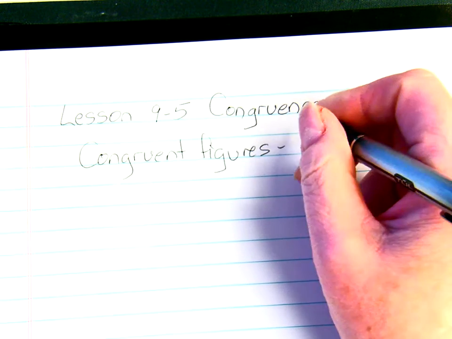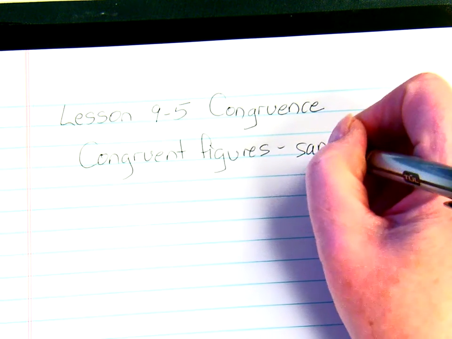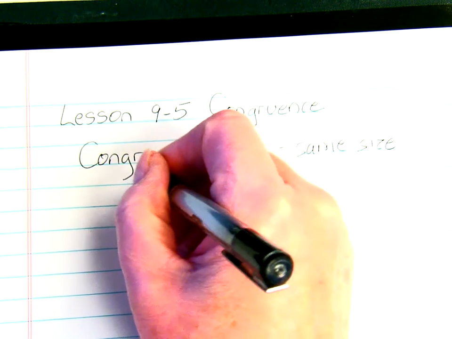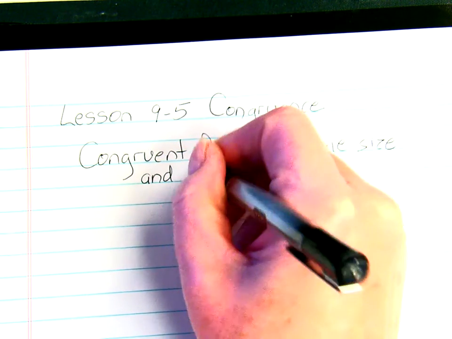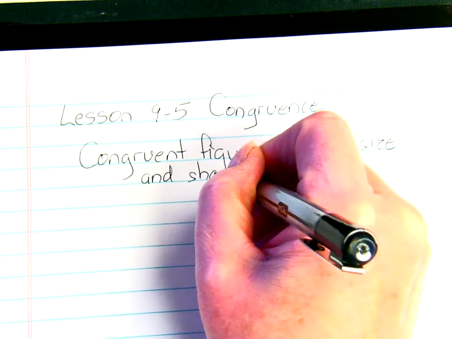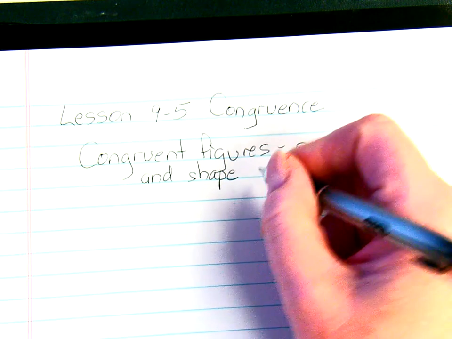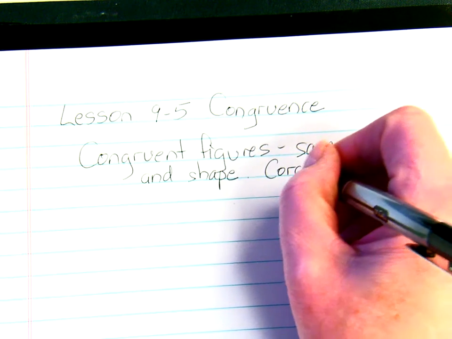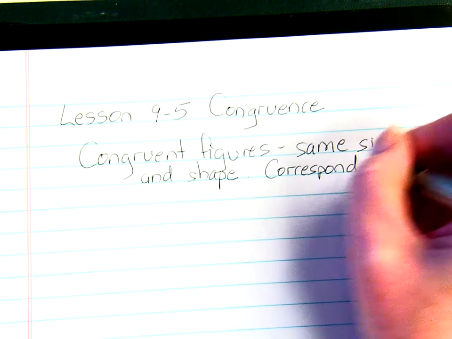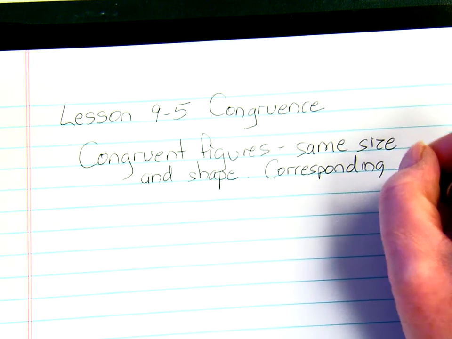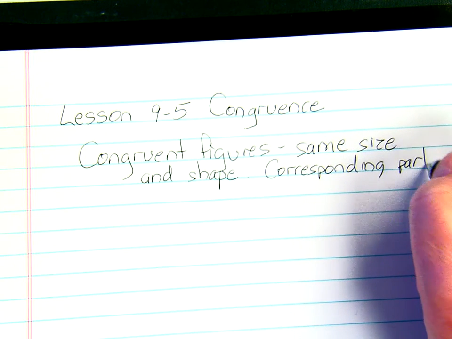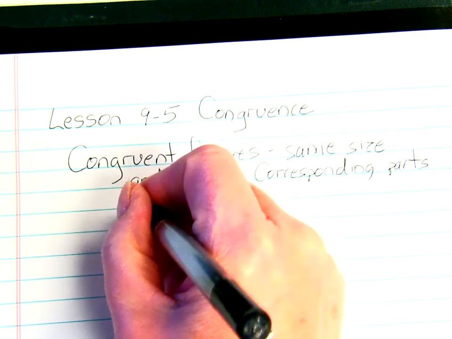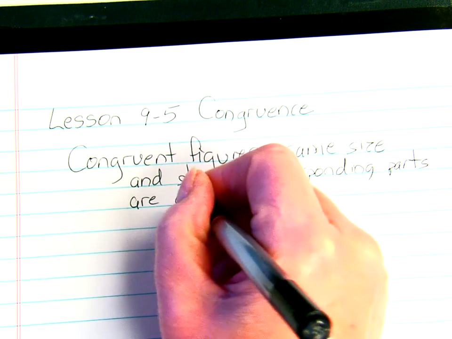Now, if we have congruent figures, we must have the same size and shape, and corresponding parts must have equal measures. Corresponding parts are equal.